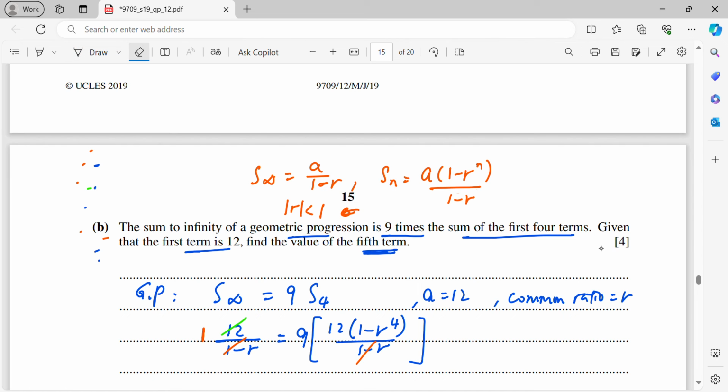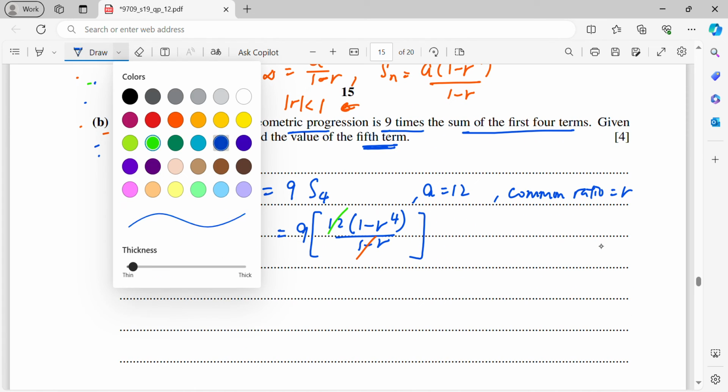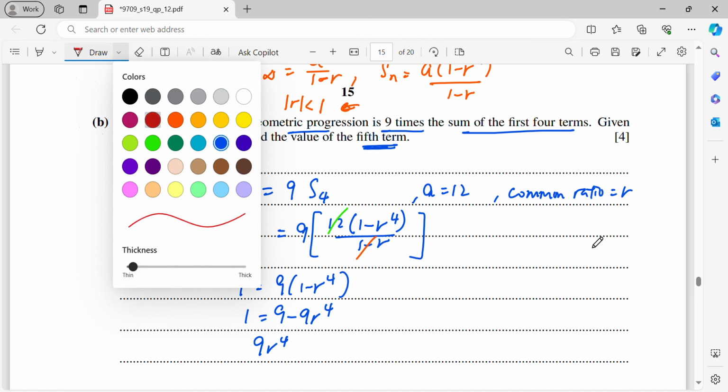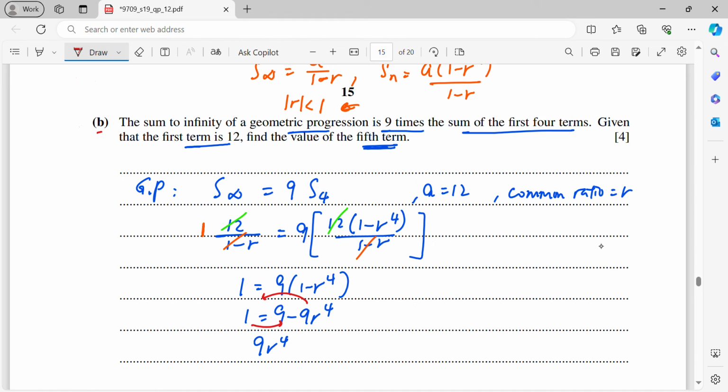Alright. So then from here, you will be getting 1 on the left side, and then 9(1 minus r^4) on the right side. And now, again, before you get the fifth term, I need to get the r first. So here 1 equals 9 minus 9r^4. So 9r^4 moves to the other side to get positive. Then this 1 moves to the right side. Therefore, I will be getting 8. So here, r^4 is 8 over 9.